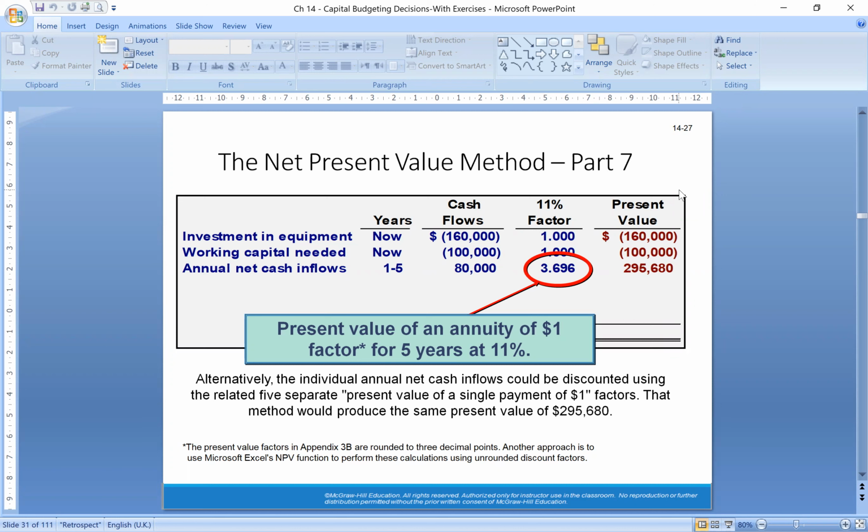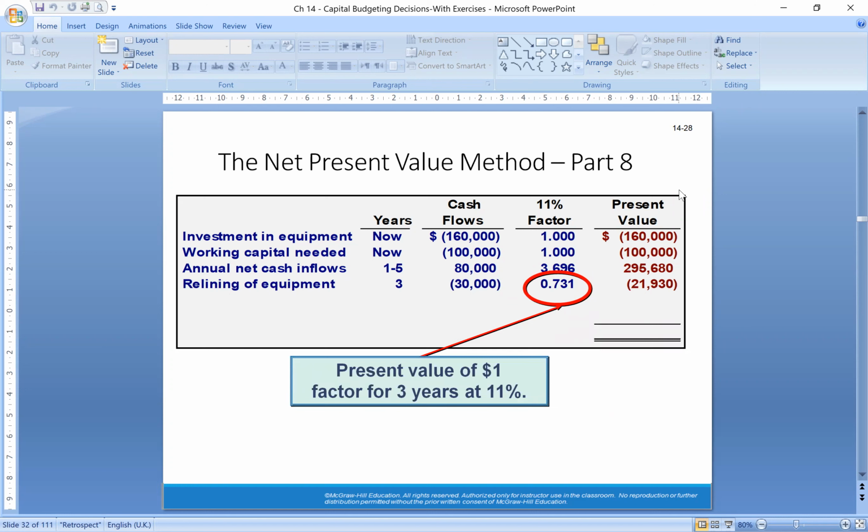This means 3.696 multiplied by 80, the amount of the cash inflows, so the present value of the cash inflows equals 295,680, which is the present value of the 400 today. Any question for this? Okay. What else? I'm waiting to receive something else.